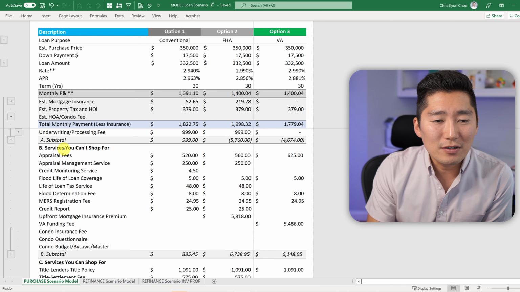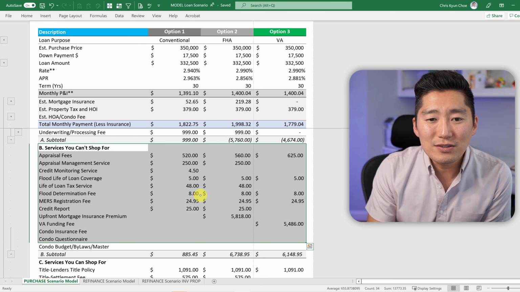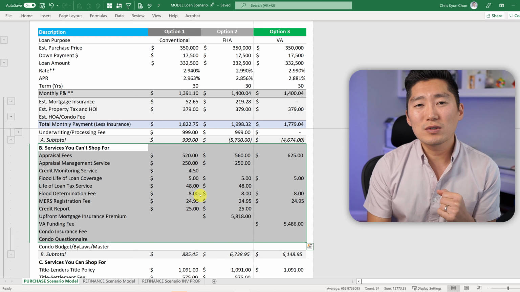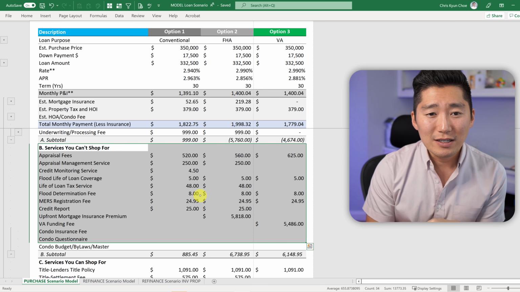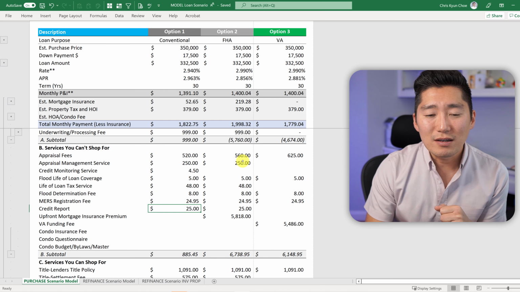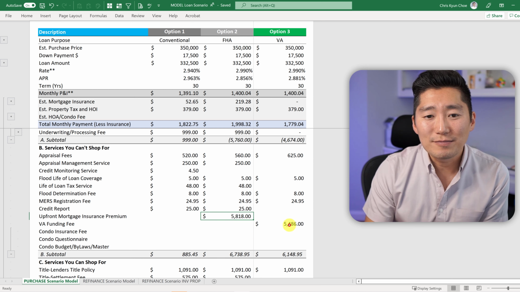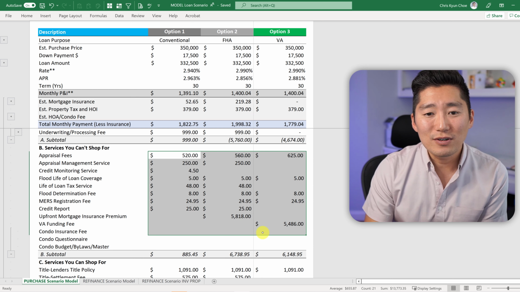Okay, now going to section B, these are the services you can't shop for. These are the fees that the lender is charging, so it's the appraisal fee, credit monitoring, flood life of loan, credit report and all this stuff, or if it's an FHA or a VA, it's going to be the VA funding fee or the upfront MIP for the FHA. Okay, so these you cannot shop for.